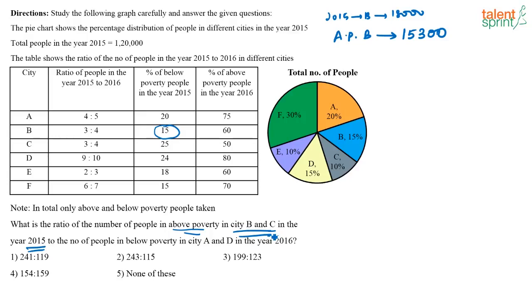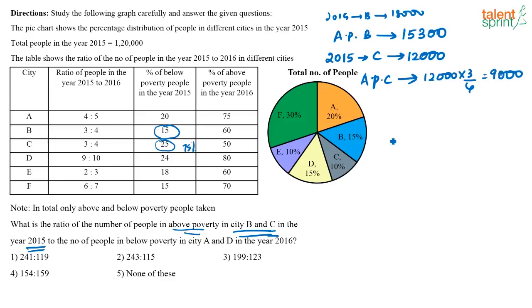Similarly, I have to find out how many people are there above poverty line in city C. So first let us find out how many people are there in city C in the year 2015. Again, out of 1.2 lakh people, 10% are in city C, or I can say 12,000 people are in city C. So above poverty line people in city C is how much? Here again, if you see, below poverty line, 25% people are there. So above poverty line, how many people will be there? 75%, or 3 by 4th of this 12,000, right? 12,000 into 3 by 4. So many people will be above poverty line. Or what is this value? This is equal to 9,000. Yes, now, so above poverty line in city C is 9,000. Above poverty line in city B is 15,300 in 2015.